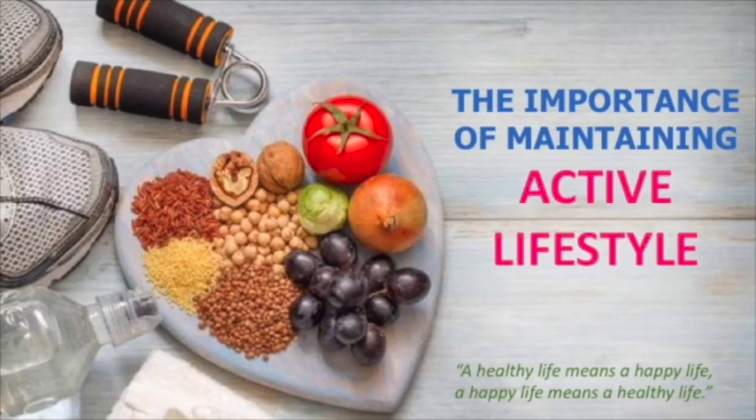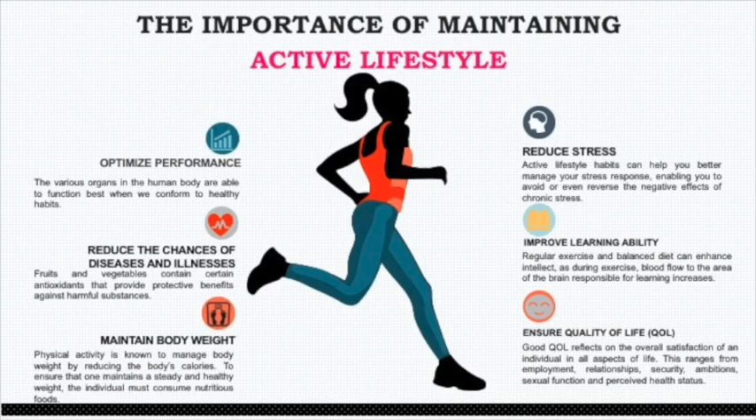The last part is the importance of maintaining an active lifestyle. Regularly practicing an active lifestyle can help you optimize performance. The various organs in the human body are able to function best when we conform to healthy habits. Also, it can reduce the chances of diseases and illnesses. Fruits and vegetables contain certain antioxidants that provide protective benefits against harmful substances. You can maintain your body weight as well as reduce your stress, improve your learning ability, and ensure your quality of life or QOL.